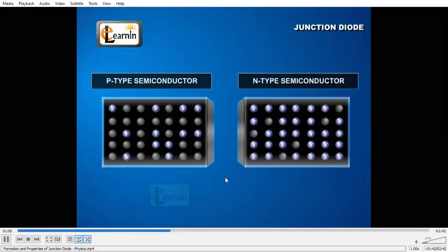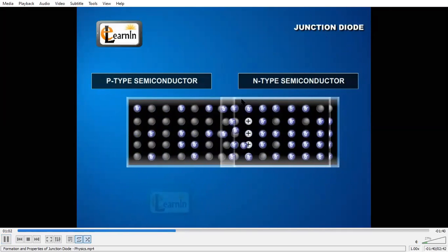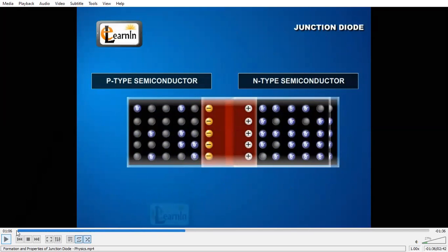You see that the electron from the n-type will drift to the p-type. Because of that, at the boundary of the p-type will be negatively charged, and at the boundary of the n-type will be positively charged. This layer we call the depletion layer. This depletion layer causes the flow of other electrons to stop.